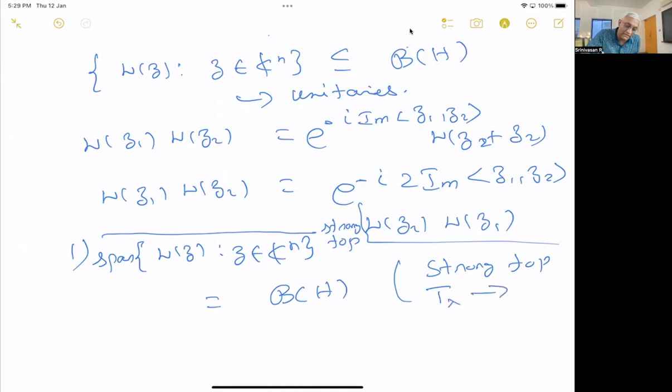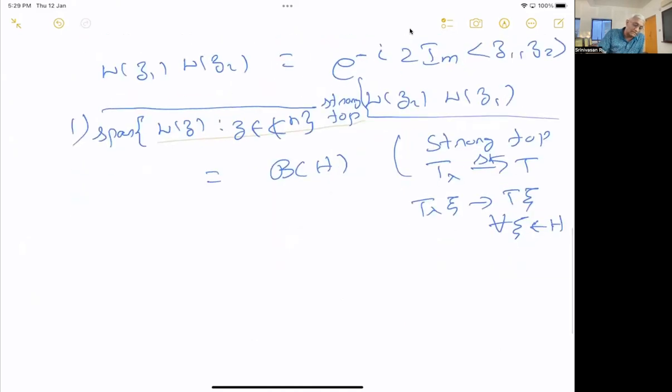So T lambda converges to T in the strong topology if T lambda xi converges to T xi for all xi in H. Okay, pointwise convergence. It's just pointwise convergence. That's called the strong topology. It gives a topology. Those things we have seen last semester.